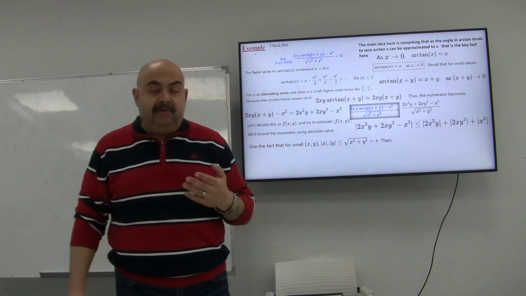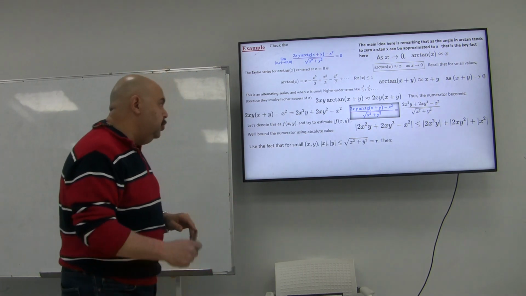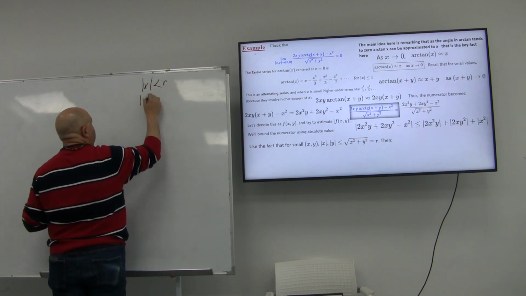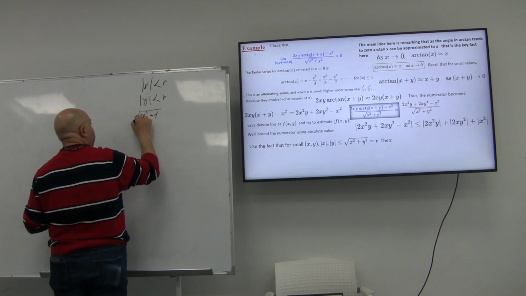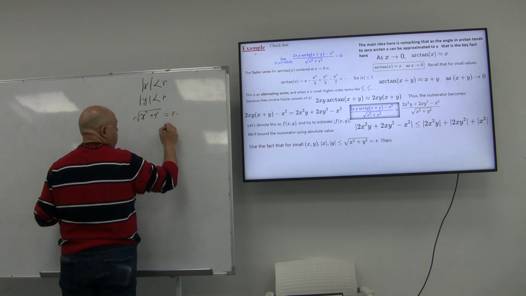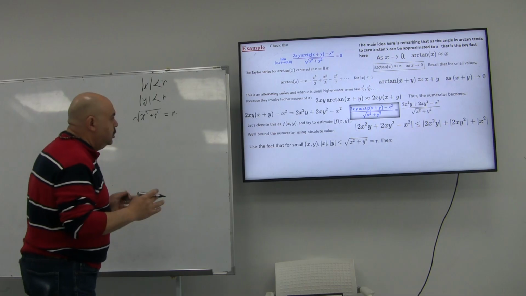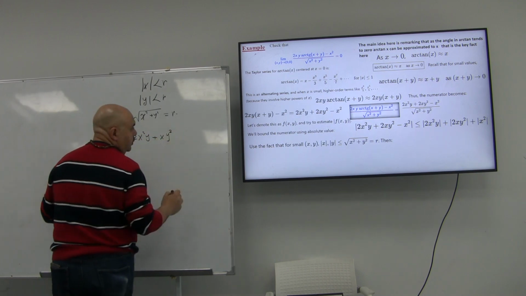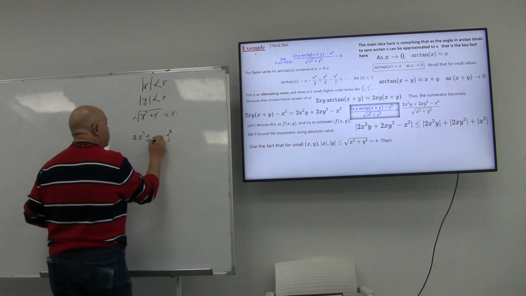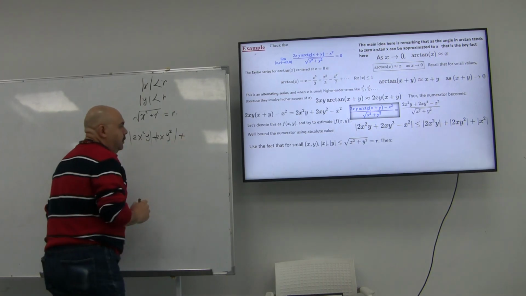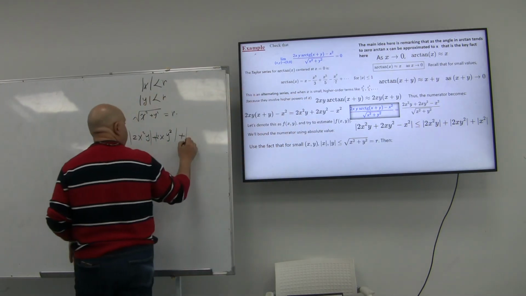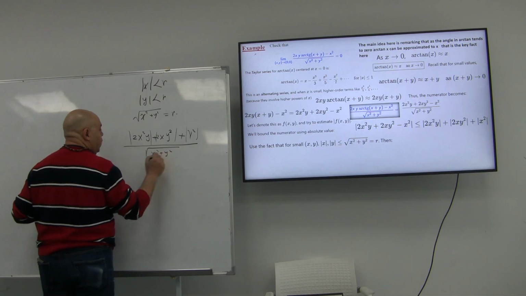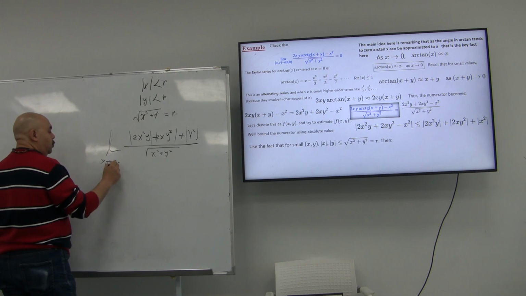Now I can take advantage of the polar coordinates, using the substitution that we used in the previous lecture: absolute x is less than r, absolute y is less than r, and the square root of x squared plus y squared is equal to r, in changing this expression. So instead of having 2 times x squared y plus x y squared, with absolutes, and plus the last term, absolute of x squared, all of this is divided by the root of x squared plus y squared, taking the limit of x and y going to the origin.